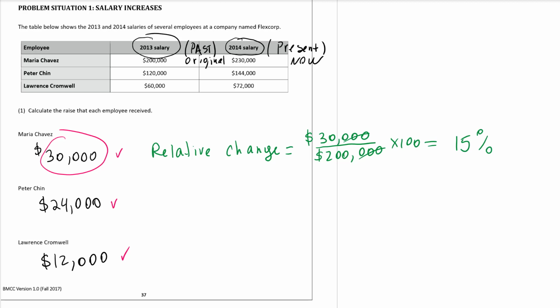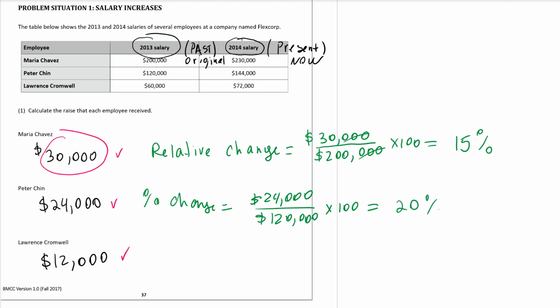Now we're going to do the same thing for Peter and Lawrence. For Peter, the percent change, or the relative change, is 24,000 on a salary that was significantly lower than Maria's, was 120. Just be careful, okay? You divide it first and then you multiply by 100. So we get 24 divided by 120 is 0.2, multiplied by 100 gives us 20%.